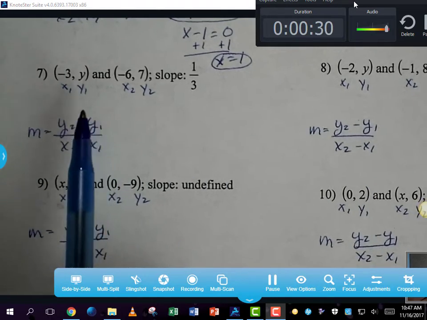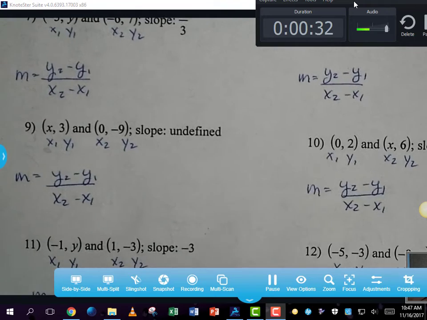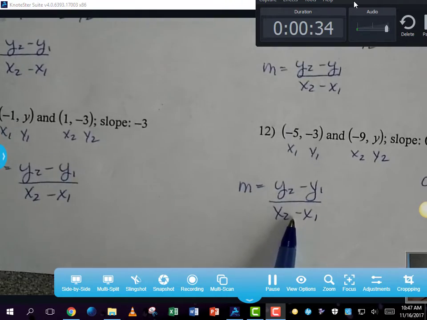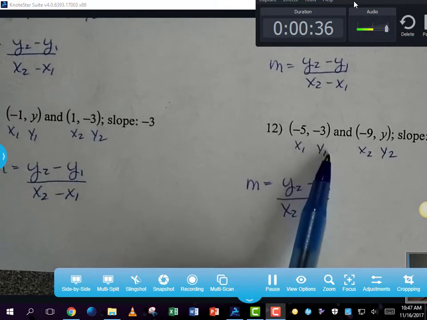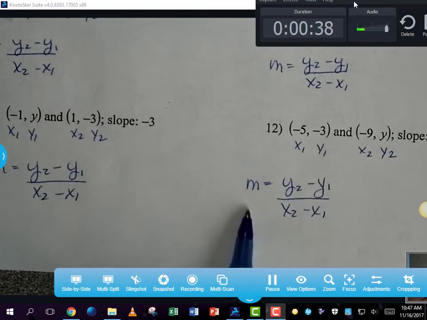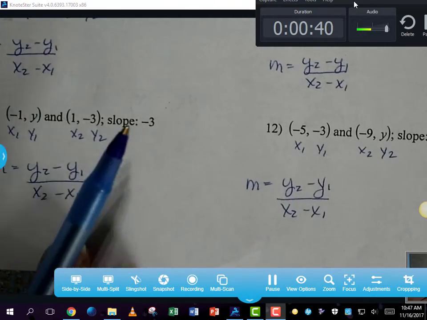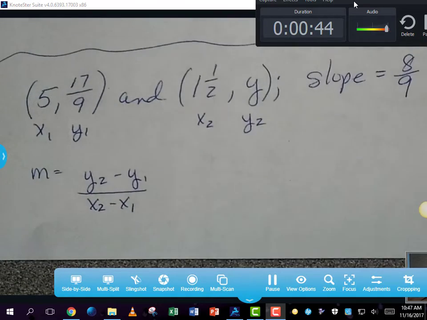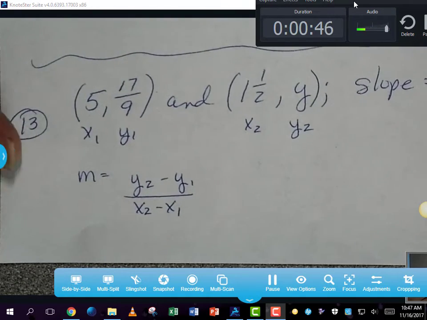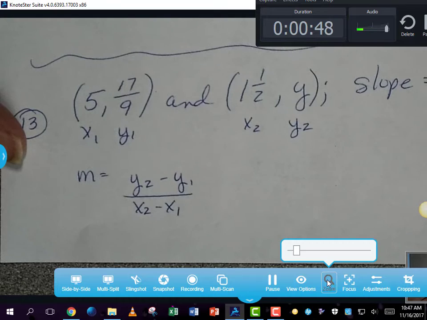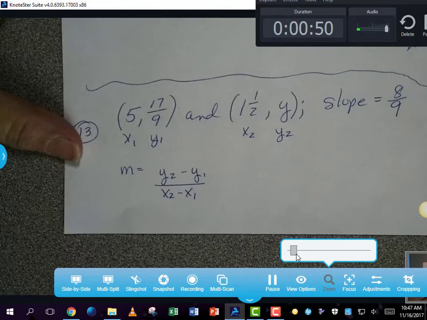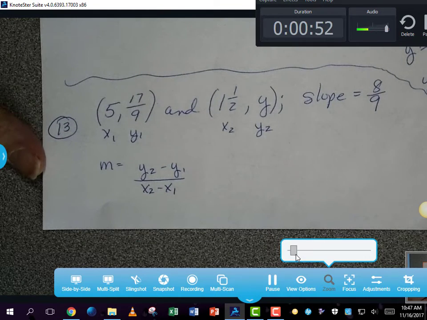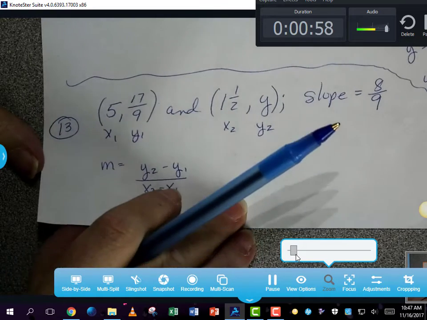So put me on pause for 7 through the bottom. Go ahead and write your x sub 1, y sub 1, x sub 2, y sub 2, and then go ahead and write the formula. And then also go ahead and copy this problem down. This is going to be number 13. It's the one with the fraction. Okay, so go ahead and put the video on pause and write all of that stuff down. Restart when you're done. Okay.